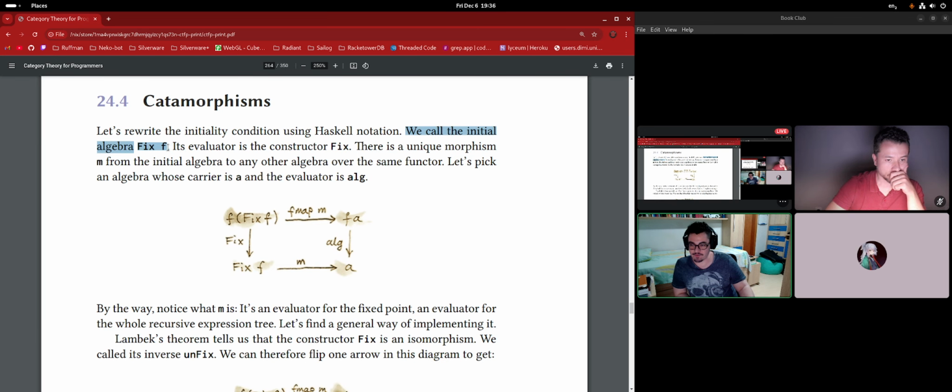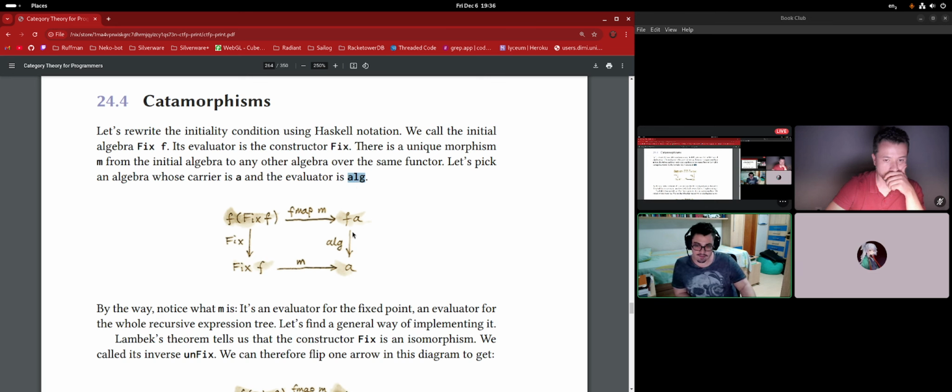Let's go. We call the initial algebra fix f. Its evaluator is the constructor fix. So now we are back to the constructor fix instead of in. There is a unique morphism m from the initial algebra to any other algebra over the same functor. Let's pick an algebra whose carrier is a and the evaluator is alg. So again, alg is the evaluator. It is the non-recursive version because you're going to use fix to do the recursion. Remember, recursion is done by another guy.